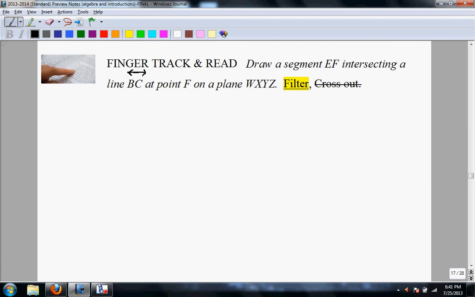Let's follow that same process here. Finger track and read. Ready? Put your finger there where it says draw. I'd like you to track with your finger and read aloud with me, please. Draw a segment EF intersecting a line BC at point F on plane WXYZ.